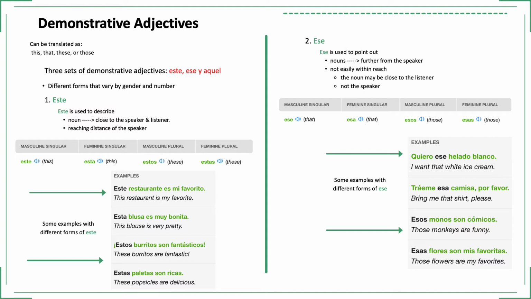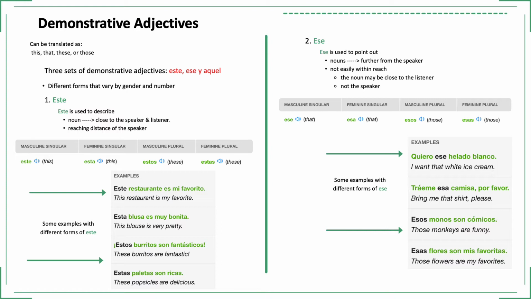Masculine singular, este, which means this. Feminine singular, esta, which means this. Masculine plural, estos, which means these. And feminine plural, estas, which means these. Now, let's check out this example with different forms of este.